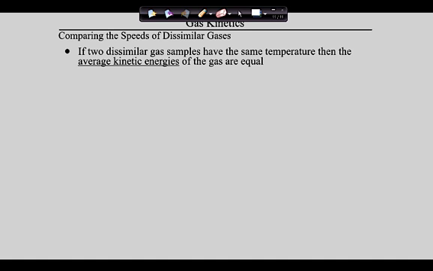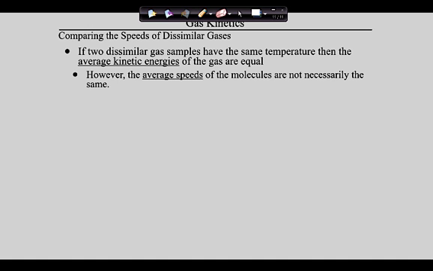Now, here's the thing I think we already understand, but I want to solidify this for us. Guys, what about the average speeds? Are they the same? And the answer is no. If the temperatures are the same, the kinetic energies are the same. But because these are dissimilar gases, their speeds are not the same.